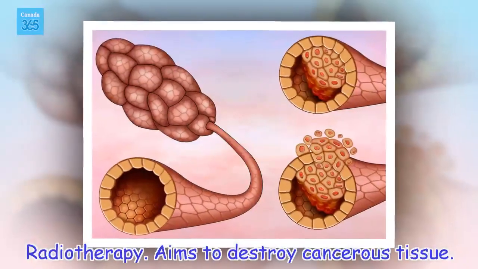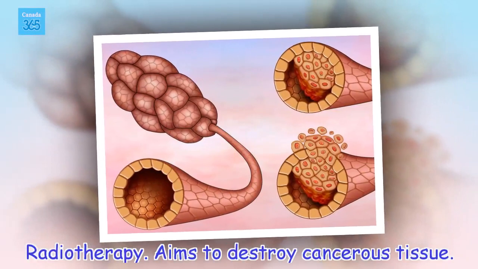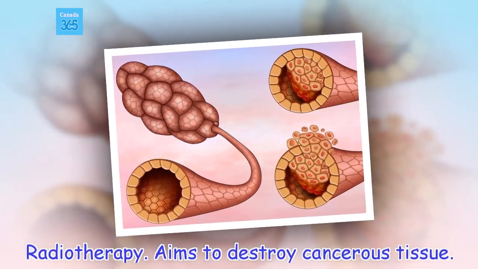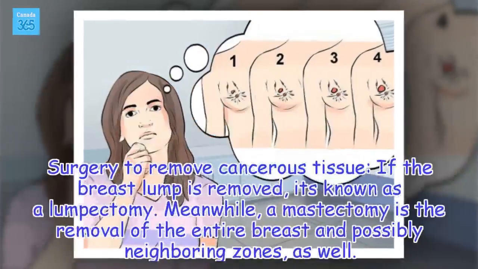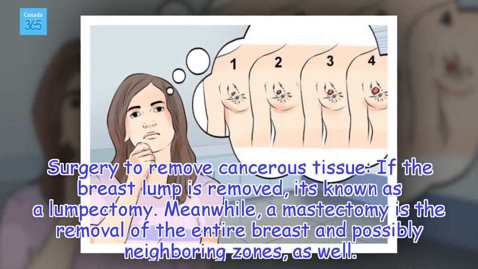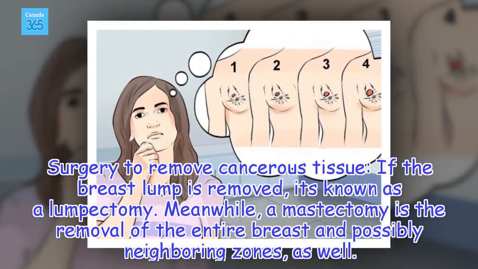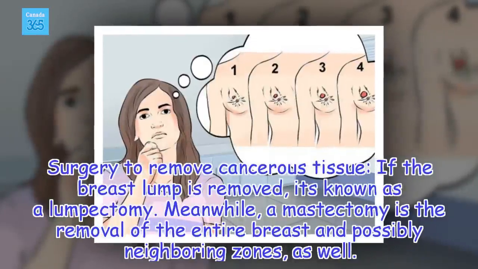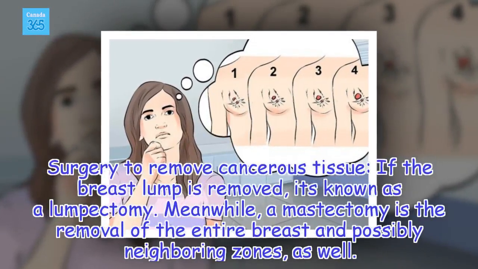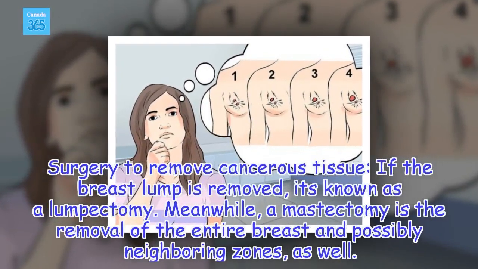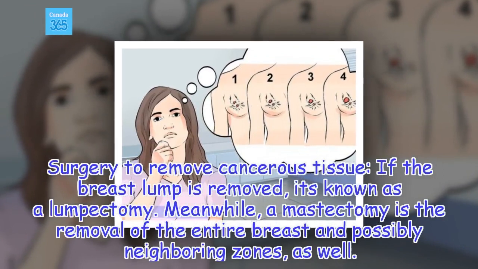Radiotherapy, aims to destroy cancerous tissue. Surgery to remove cancerous tissue. If the breast lump is removed, it's known as a lumpectomy. Meanwhile, a mastectomy is the removal of the entire breast and possibly neighboring zones, as well.